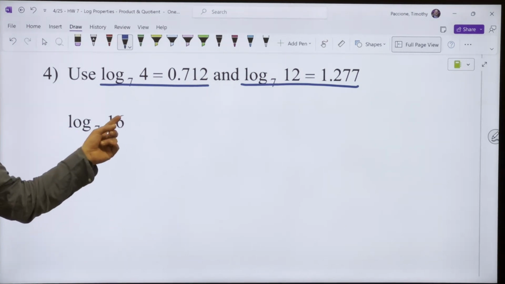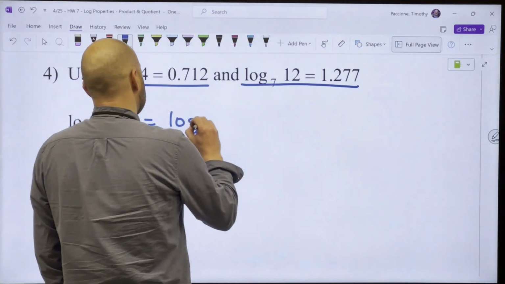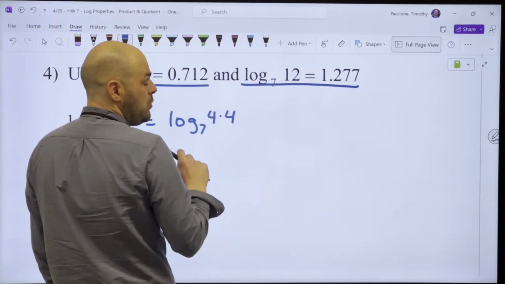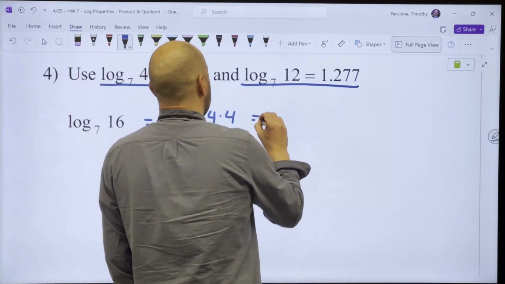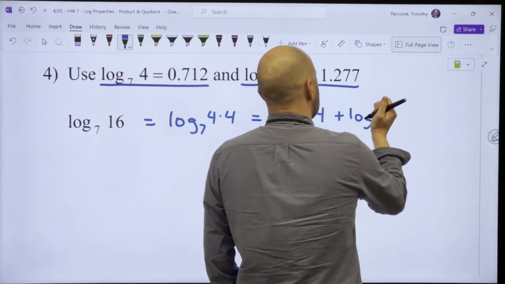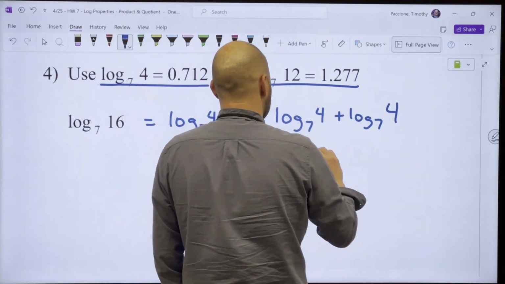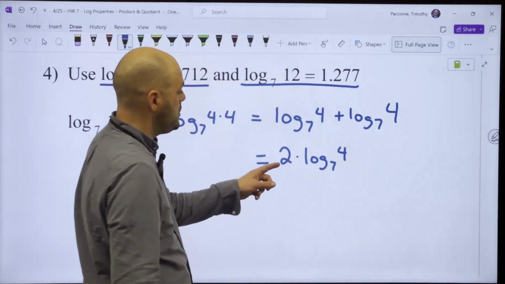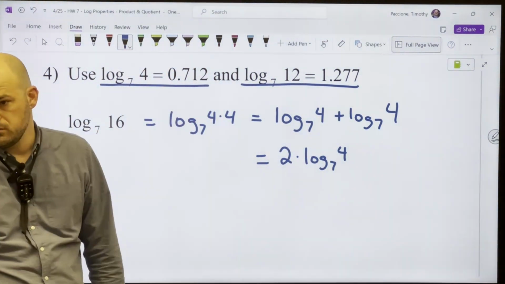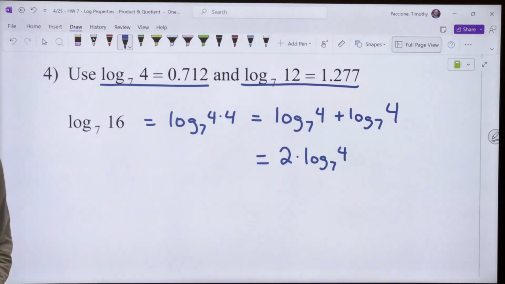If I just use one of them, how could I get to 16? 4 squared, or 4 times 4. So that's log base 7 of 4 times 4, which, multiplication on the inside becomes addition on the outside: log base 7 of 4 plus log base 7 of 4. Again, we can go further: that's 2 times log base 7 of 4, and that's your answer. Either way, if you added it to itself or multiplied it by 2, you get the same answer. Okay? Make sense? We're ready for the warm-up. Can you do number 6?